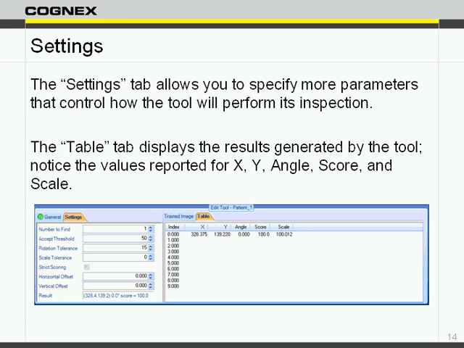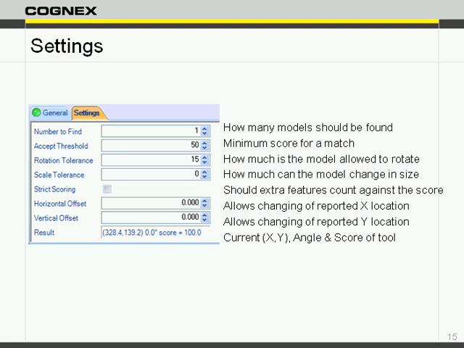Scoring, I have an example of that coming up, so I'll put that off for now. Horizontal offset would be the part moving in the X direction. Vertical offset would be moving in the Y direction. In the result down there, you can see it's showing you the X coordinate, the Y coordinate, the angle, and the score. A little bit more detail there. You can see the models we talked about, the score, how much can it change. I think we talked about all this actually.